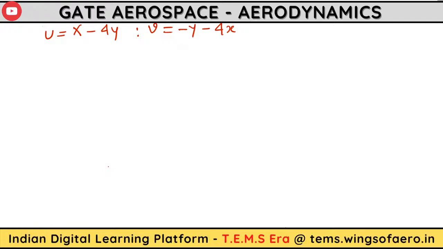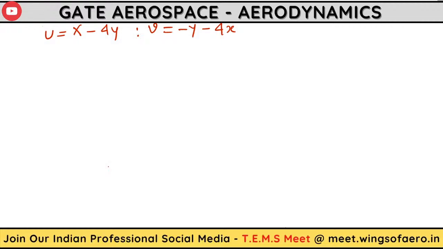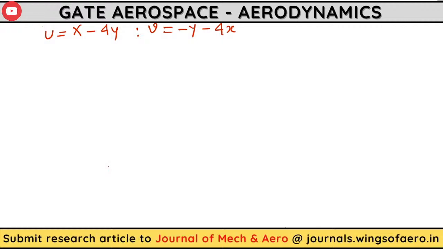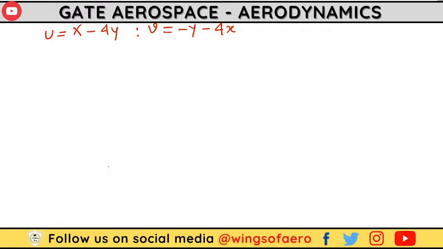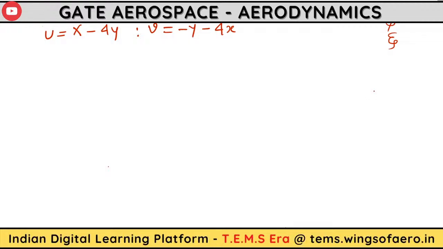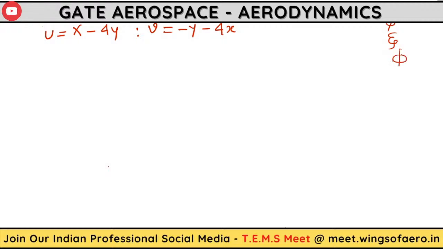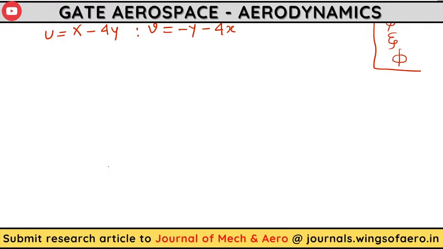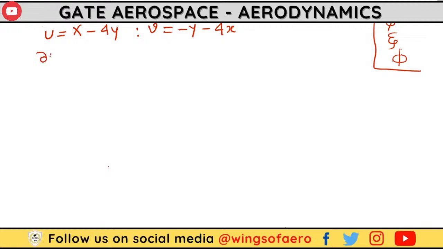Now first we have to check the continuity equation. If it is satisfied, then we have to find the stream function. Then we have to check the circulation, that means whether it is rotational or not. Then, if it satisfies, you have to find the velocity potential. Now, how will you check the continuity equation? Does it satisfy it? How will you use the simple formula?